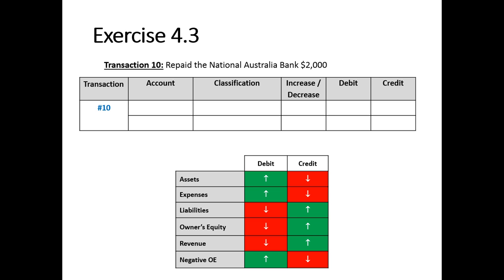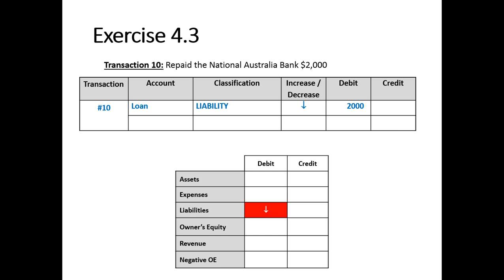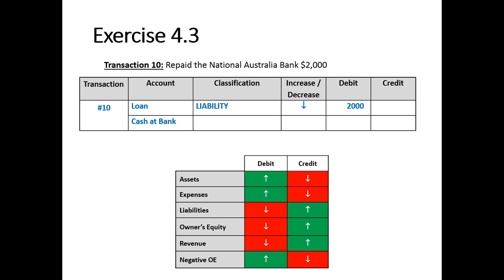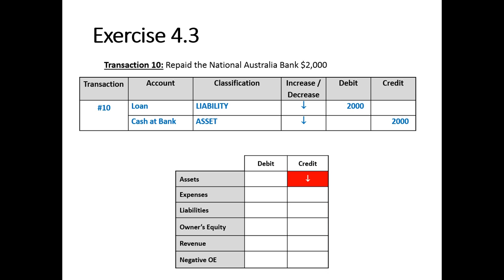We now repay some of the loan from the bank. A couple of transactions before, we went to the bank and got a loan. We're now going to repay it back, and when we do that, our loan liability will decrease. Liabilities go down on the debit side. Next, the impact of paying that is we're going to have less cash, and a cash asset will decrease on the credit side.